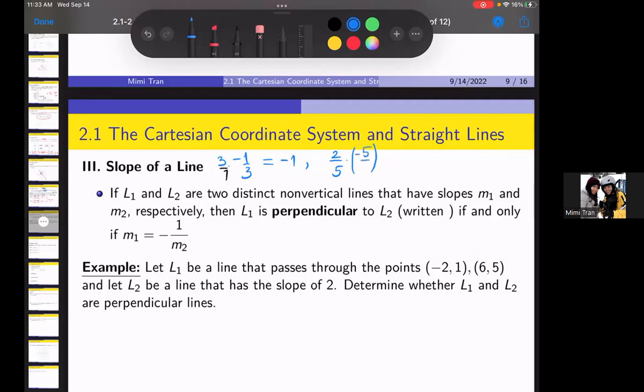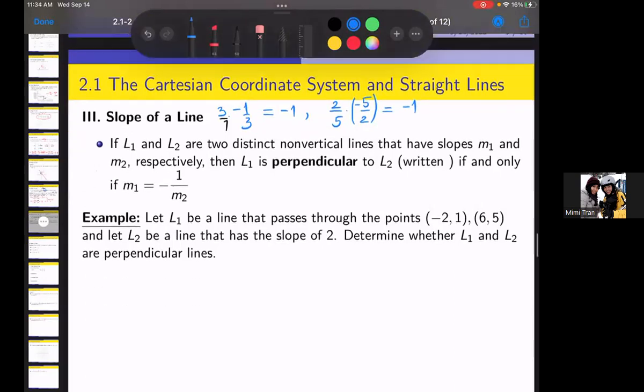Yeah, -5/2, which is -1. So the product of the two slopes of two perpendicular lines is always equal to -1. Right? So you can always check that way as well.